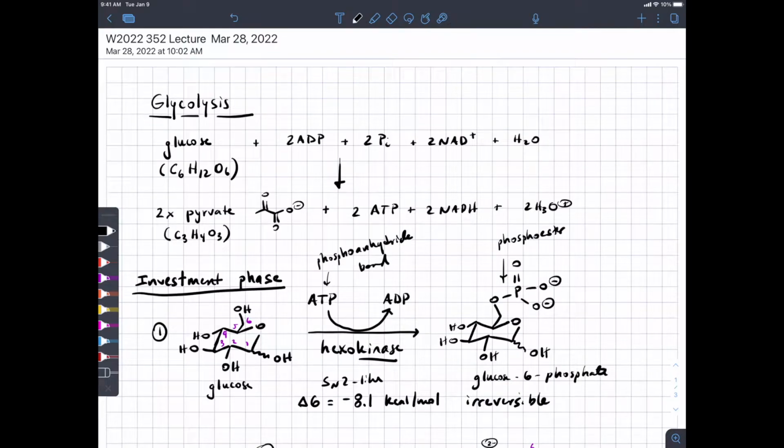And we should finish glycolysis today, and we'll get to the very beginning of the citric acid cycle. This will put us maybe one lecture behind.